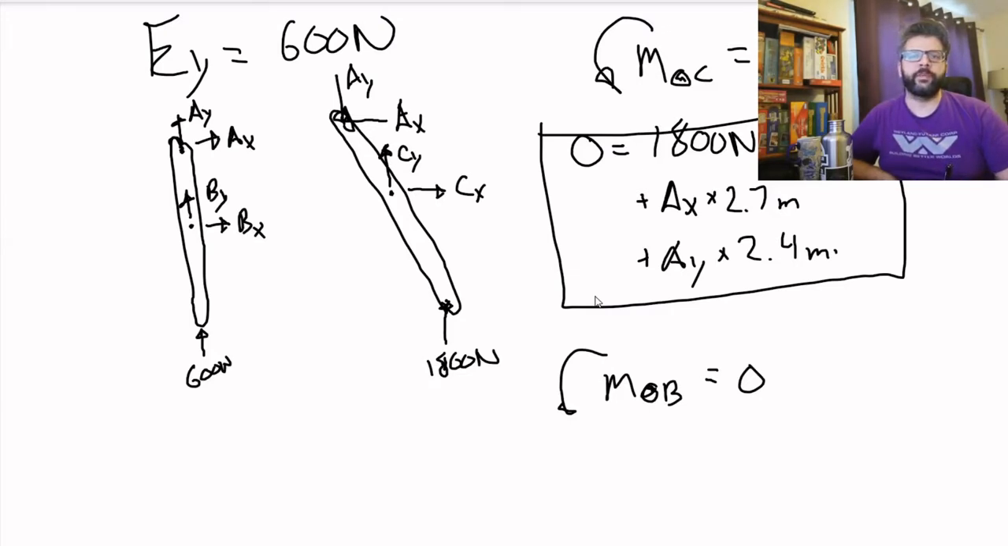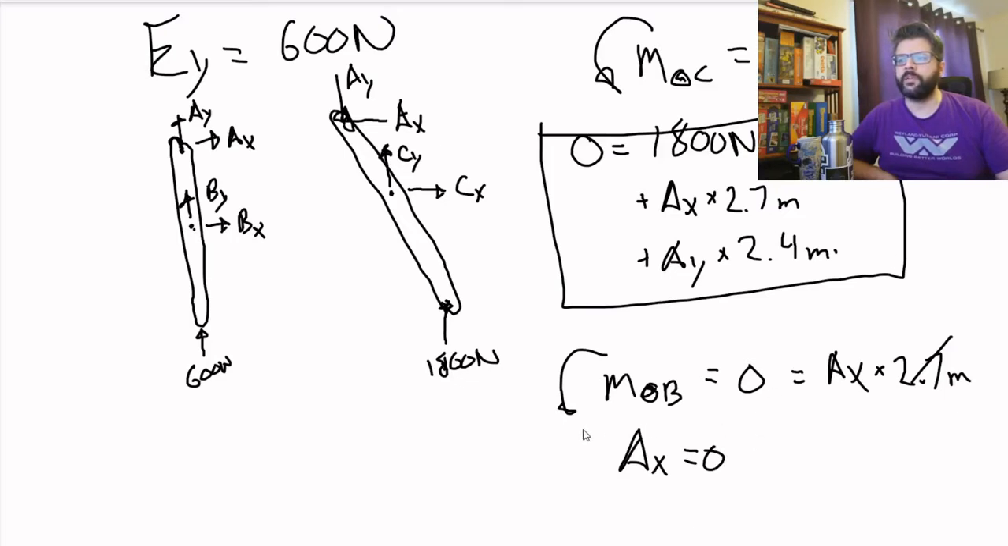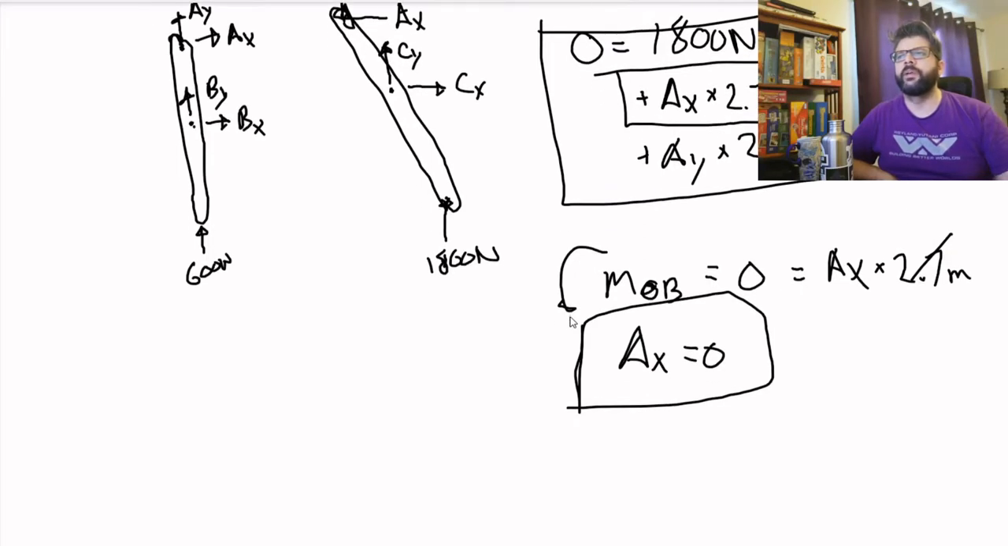All right, so the terms that would show up there, the 600 doesn't. AY doesn't, BY doesn't, BX doesn't. AX is the only one that does. So if AX is the only one that does, we know that zero is equal to AX times the distance, the 2.7 meters, obviously. But guess what? Something times zero is zero. So AX is zero. So we've got that, so that term goes away.